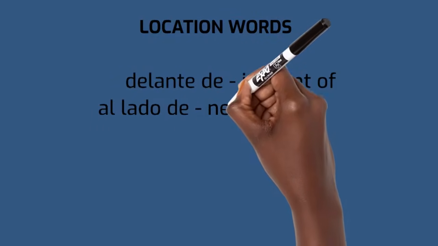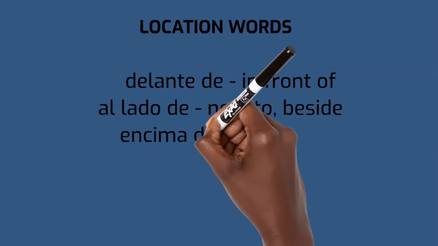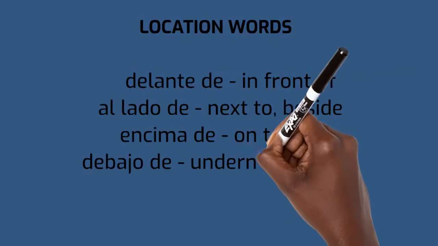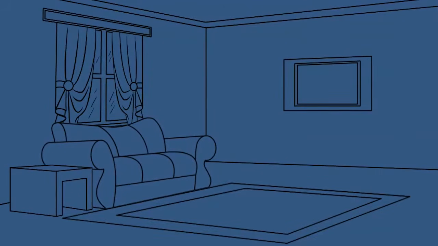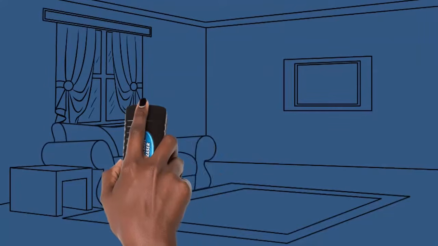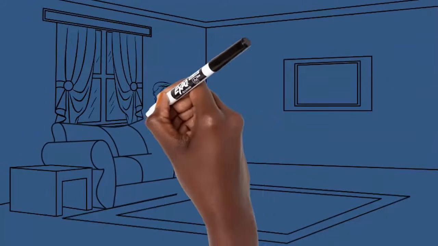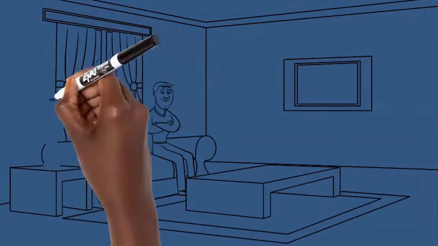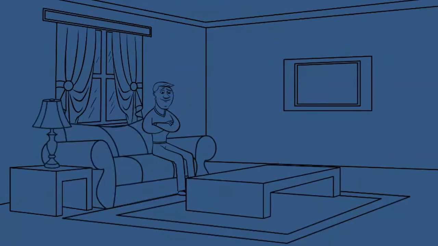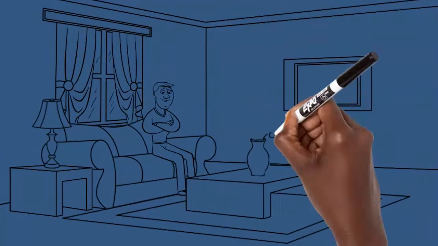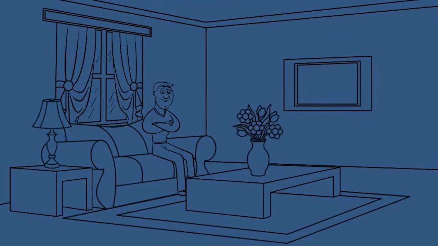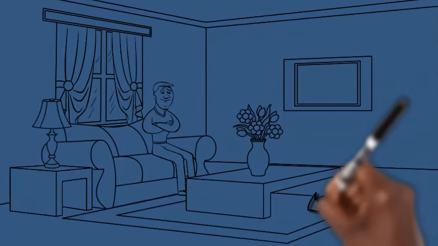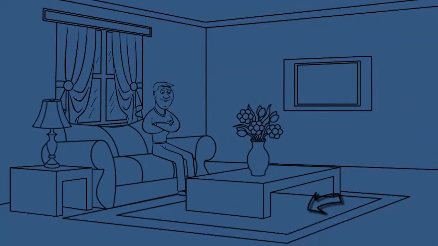Delante de, al lado de, encima de, debajo de. Let's see where some things are located in this scene. El hombre está delante de la ventana. La lámpara está al lado del sofá. Las flores están encima de la mesa y la alfombra está debajo de la mesa.